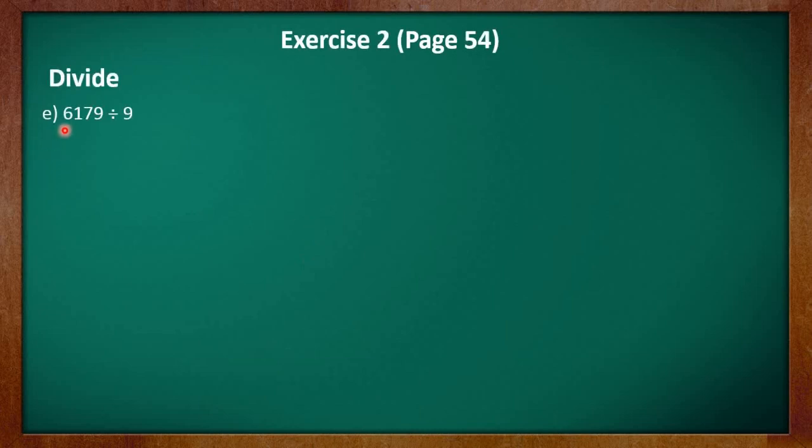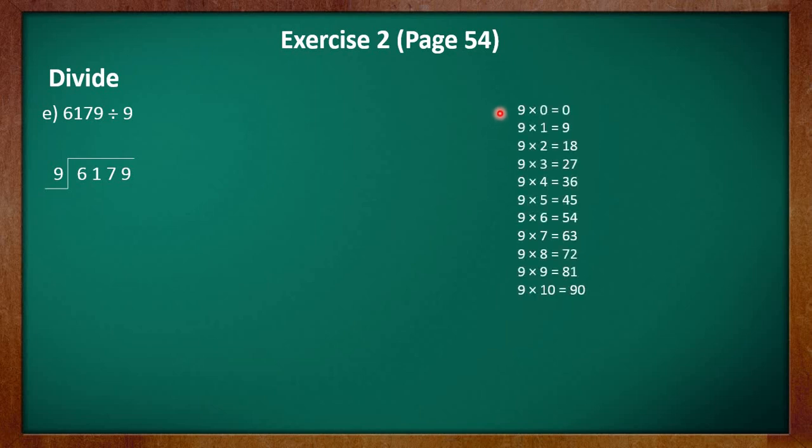It says 6179 divided by 9. Now kids, here the dividend is 6179 and the divisor is 9. So we have to write the table of 9 in order to divide this number by 9, right?